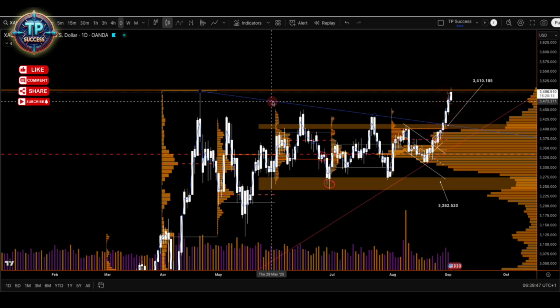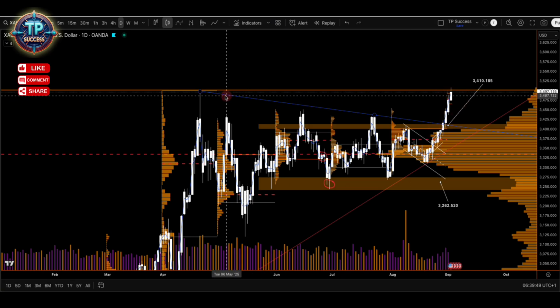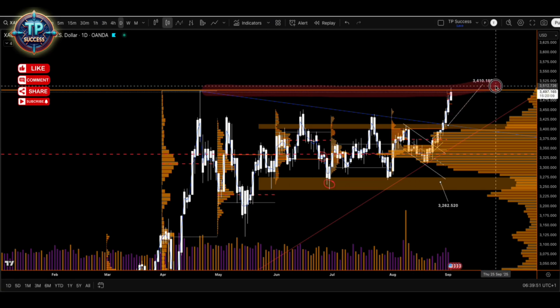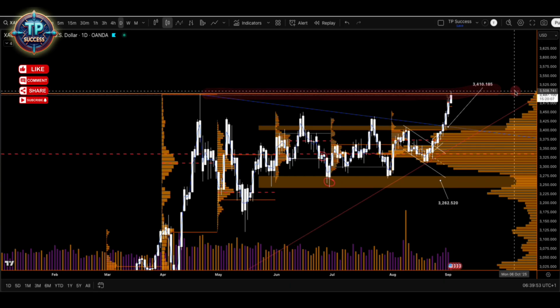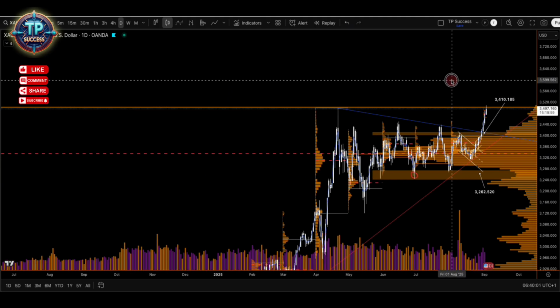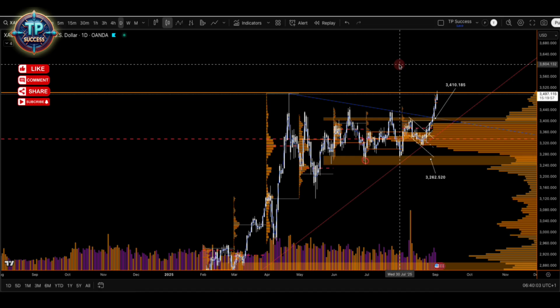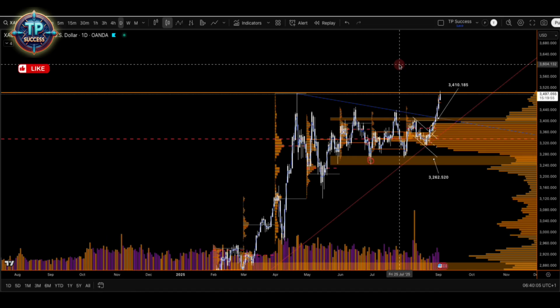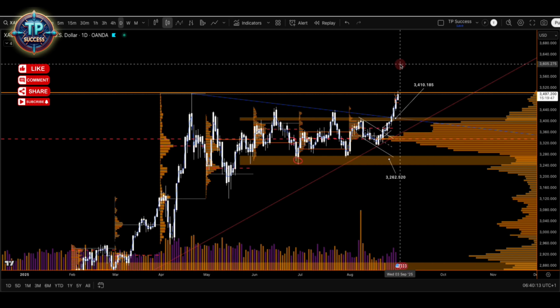So gold is now currently at the value area high of the volume profile, which is this level up here, and that's currently just under 3,500, right? It's just under it. So this is where we knew gold was going to go, right? So now the question is, is it going to break above it? Personally, I think it is, right? But we'll see what it does and how it does it.